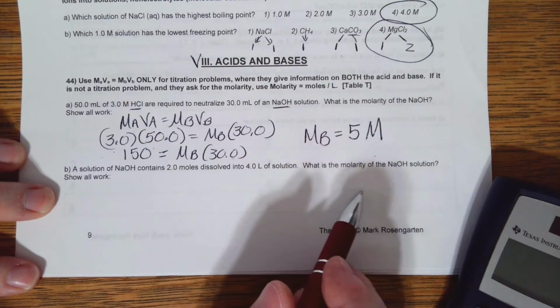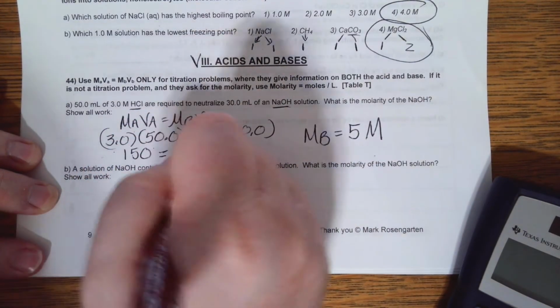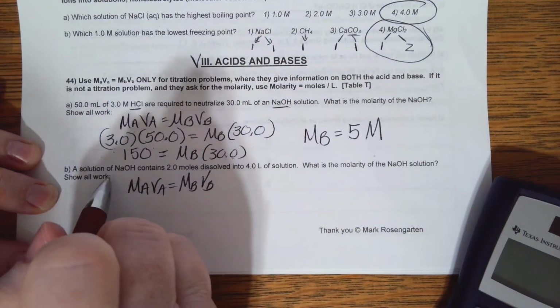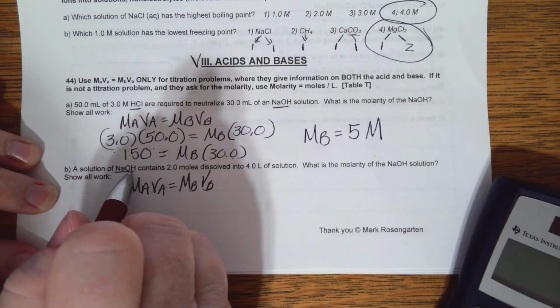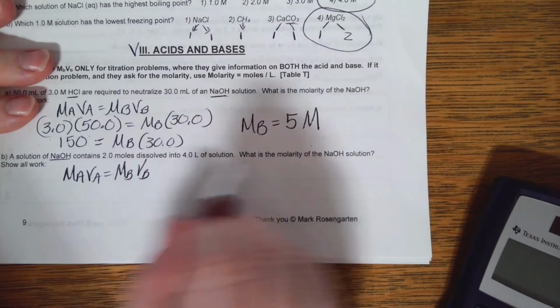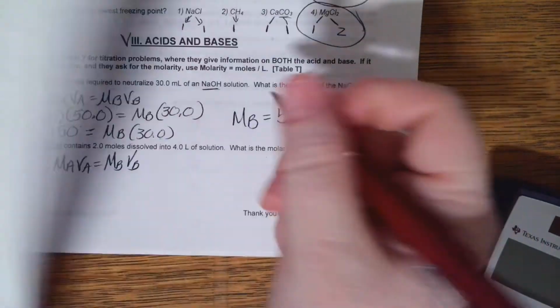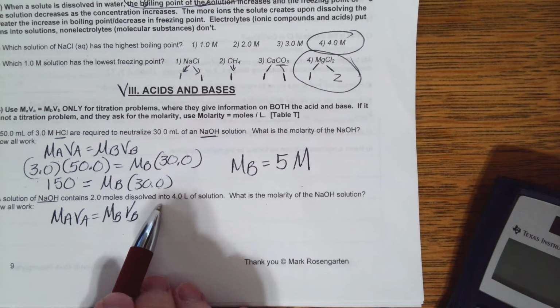Here's our next one. What is the molarity? So let's set it up. MAVA equals MBVB. Let's look. Oh, this is not a titration. You see this? What is the molarity? So what's another way I could find molarity? I started looking and thought, wait a second, it's just a base. There's no acid here.